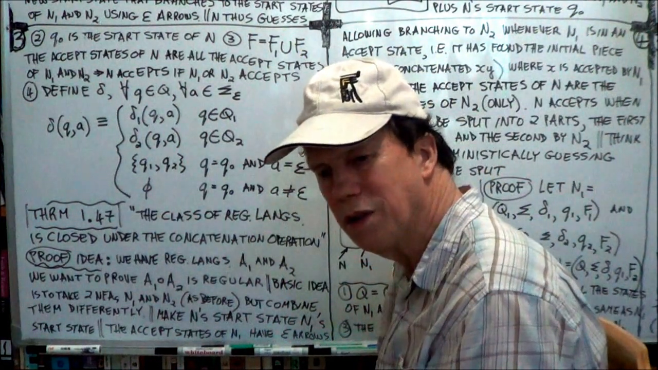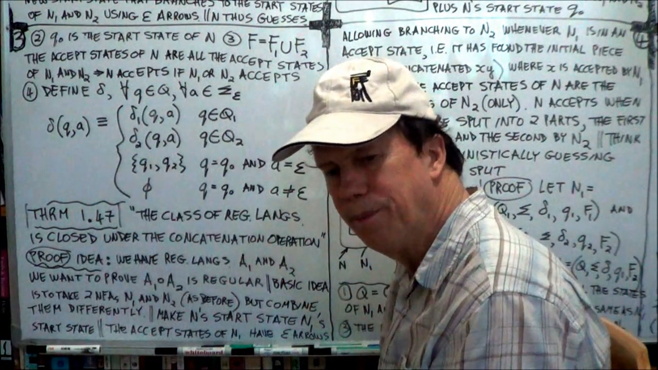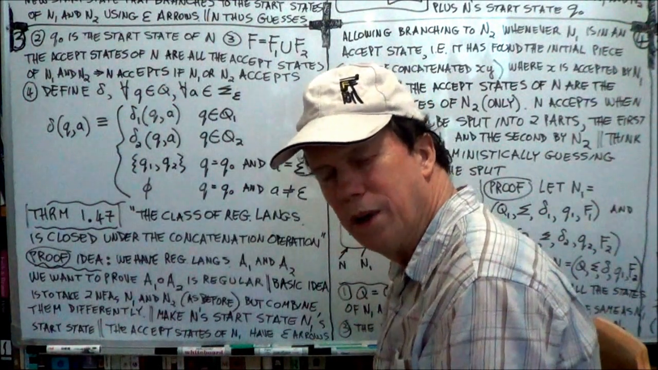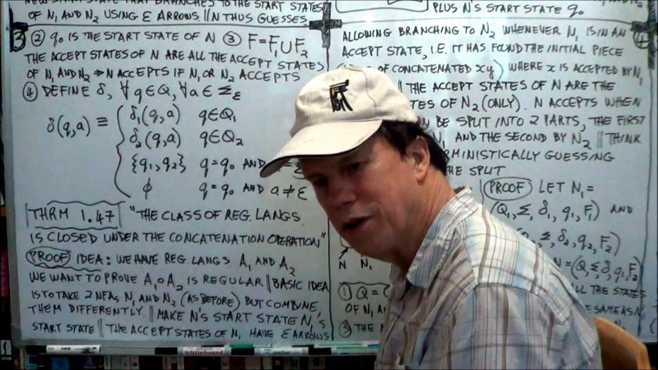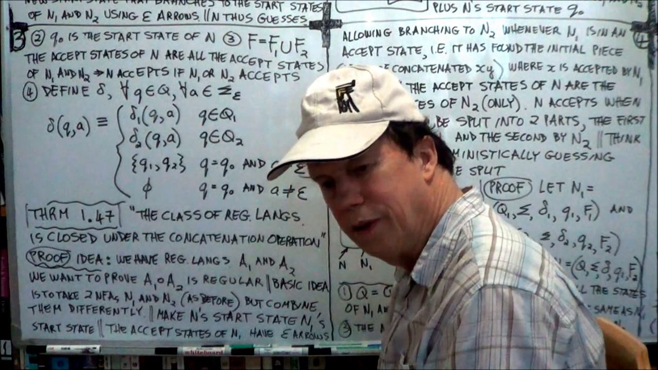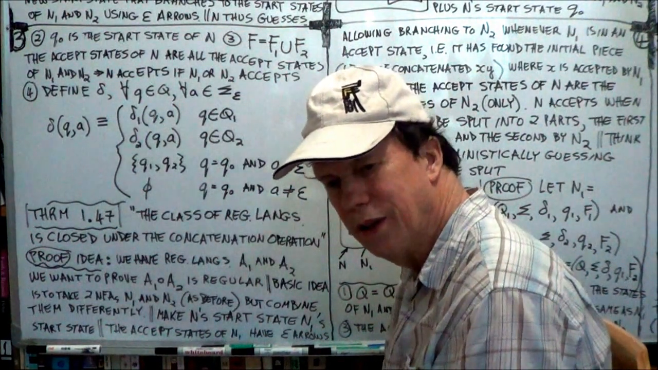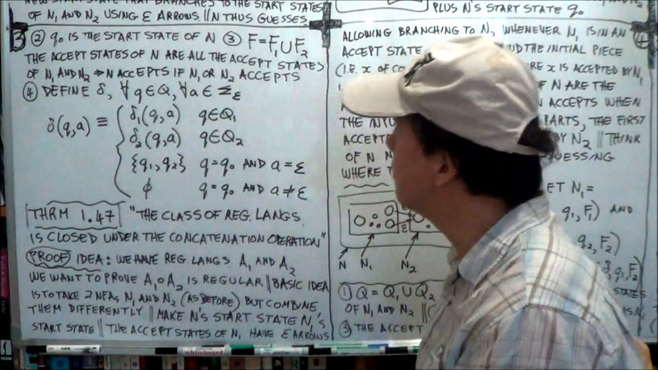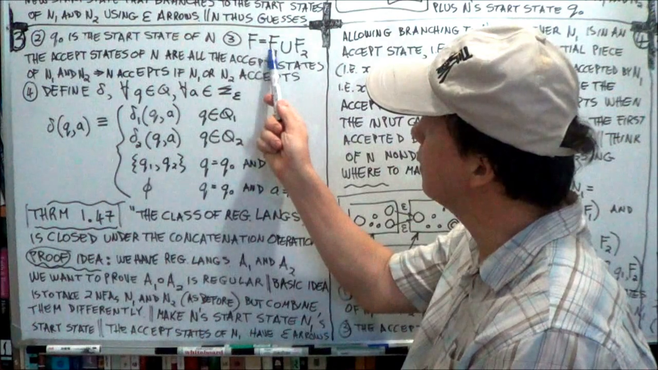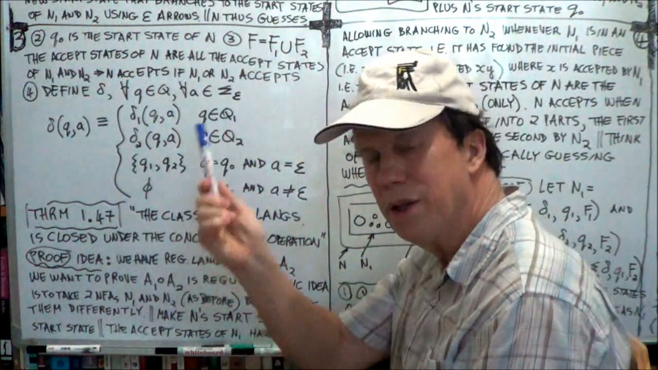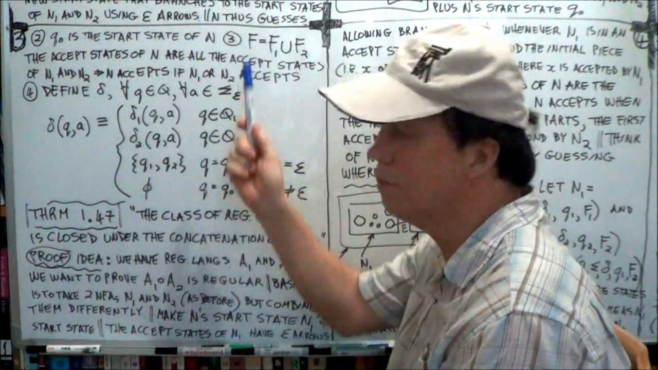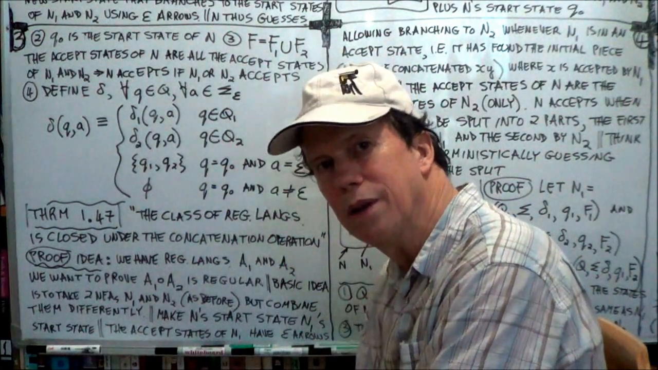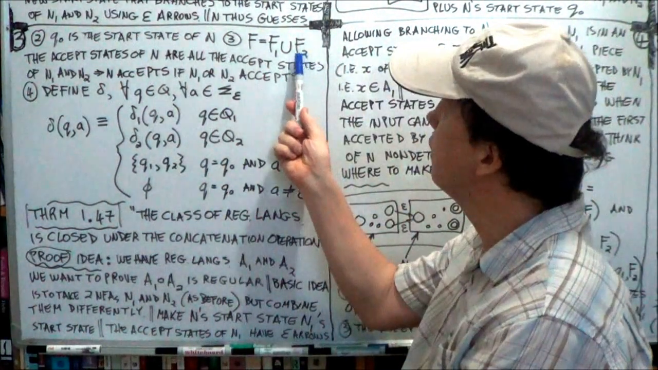Because what are you trying to do? If the last input symbol comes in, you read your input string, and you're in a state where N1 would accept, so one of your states belongs to F1, well that's okay. Then your machine N would accept because N1 has accepted. Similar logic for F2.